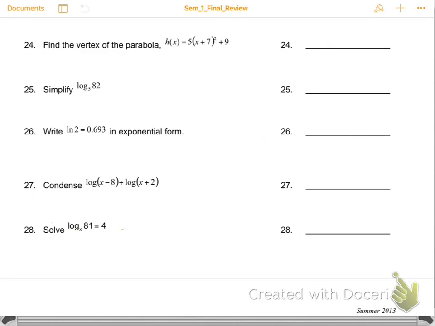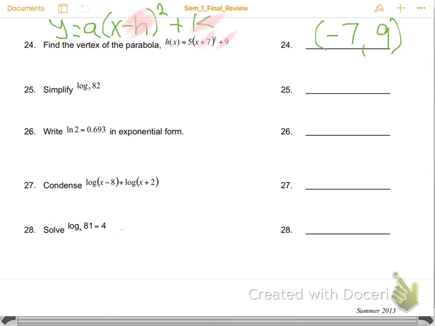Okay, number 24 says find the vertex of the parabola. This one is in vertex form, which says y equals a times x minus h quantity squared plus k. The nice thing about this form is h and k are your vertex. But remember it's minus h, so whatever your h value is, it's the opposite. So I would say the vertex is negative 7, 9.